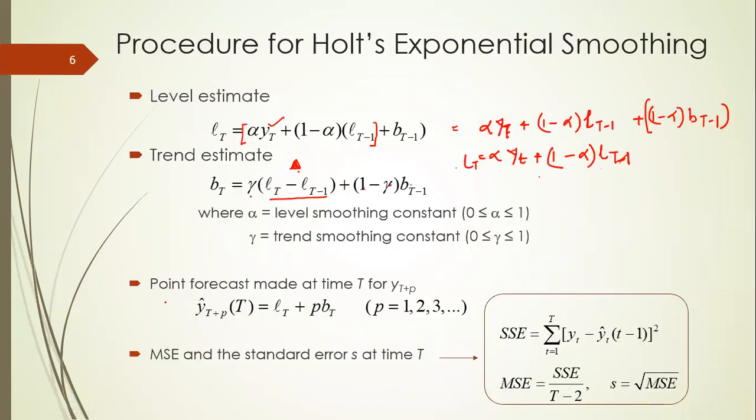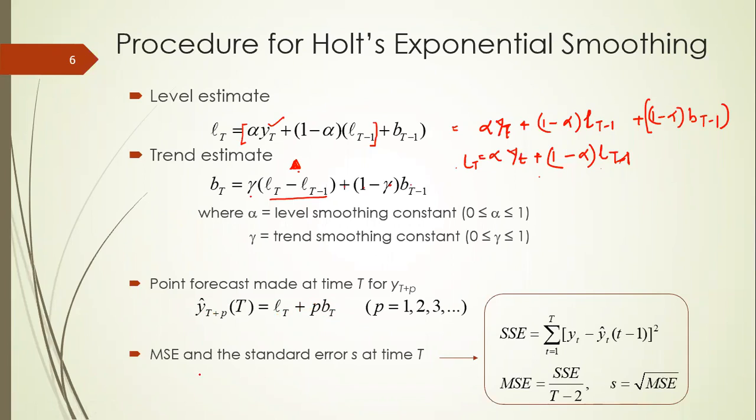Now, the point forecast made at time capital T for Y(T+p). If I want to go one period ahead, the forecast is LT, this is where I am, plus p times the growth estimate, where p is the number of periods I'm going ahead. So the level estimate plus the number of periods you're moving ahead multiplied by the growth estimate. Once you do that, you're going to be able to come up with a point forecast, and we'll see that in the example.